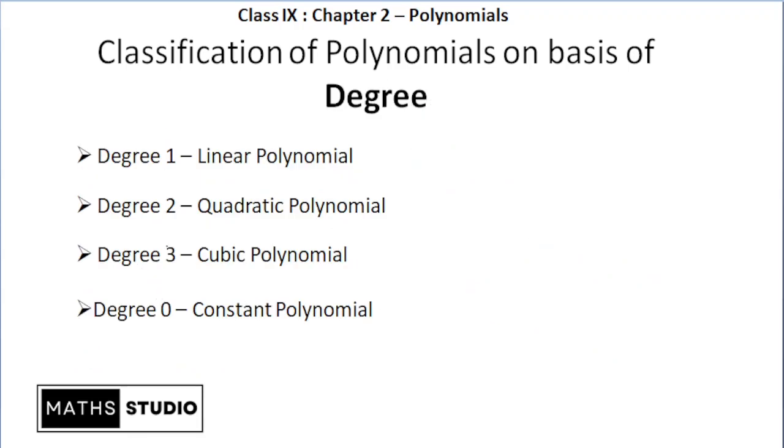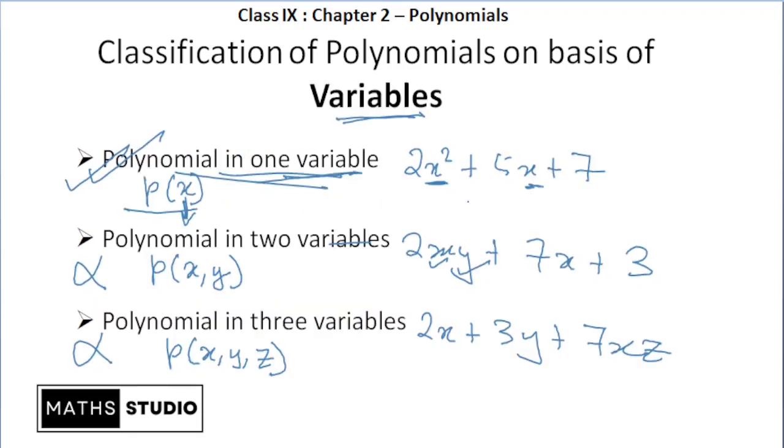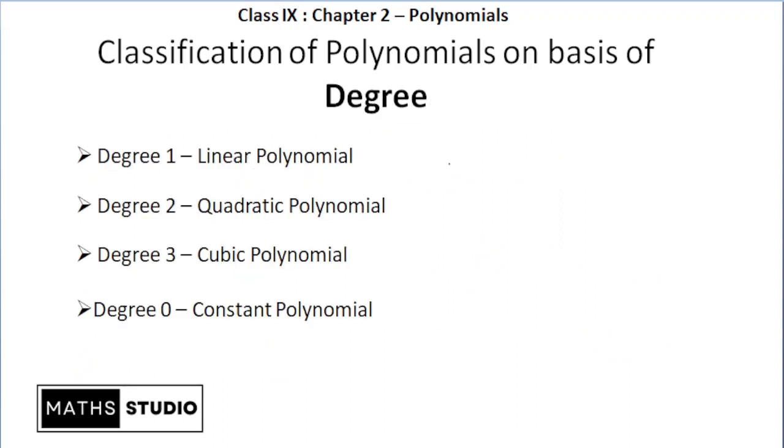Now based on the degree, what is a degree? Let us have a look over here. This is also known as the exponent. Here the highest power is 2, here the power is 1, in this case it's 1 each. So the highest power or exponent in a polynomial in one variable is known as the degree. When the degree is 1, say 2x plus 7, what is the highest power or exponent over here? 1. So 1 is the degree of this polynomial, so it is known as a linear polynomial.